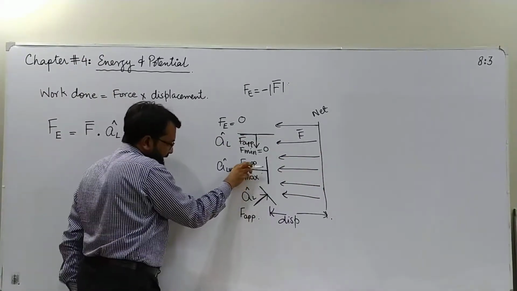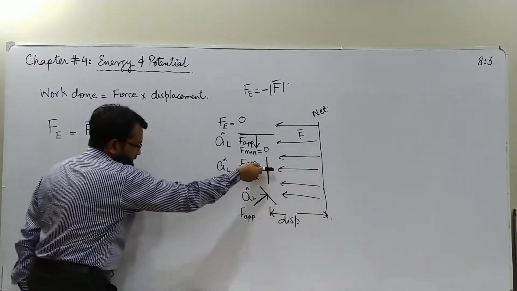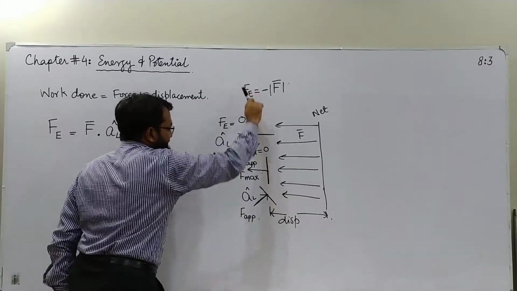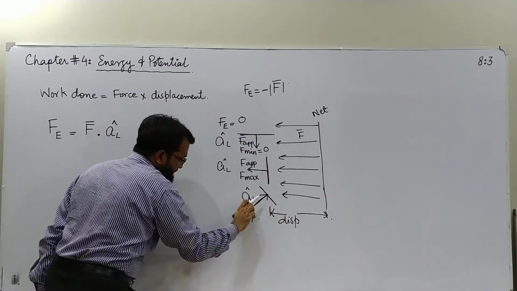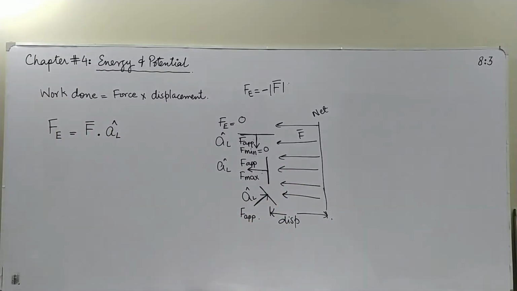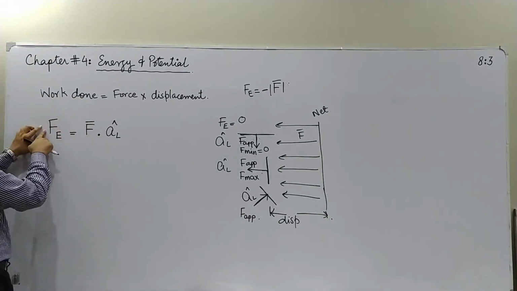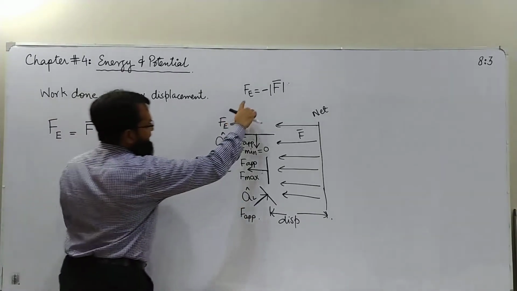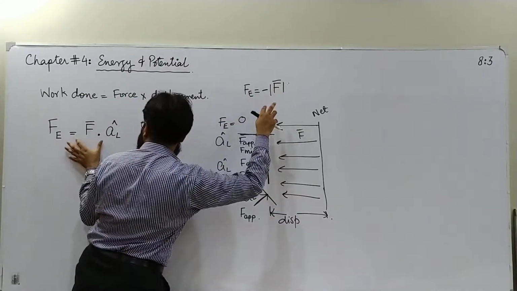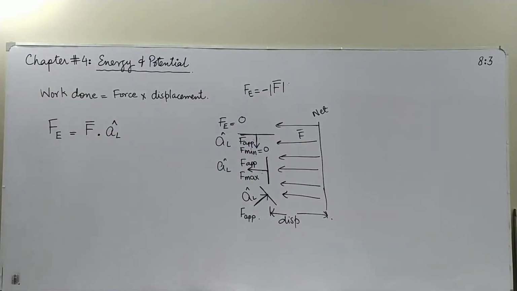So if I would apply force in this direction, AL would be in this direction. If I apply force in this direction, AL will be in this direction. Okay, only then will I be able to get the force experienced by me. Otherwise, if I evaluate this dot product, I'll get the negative of the value which I should get.